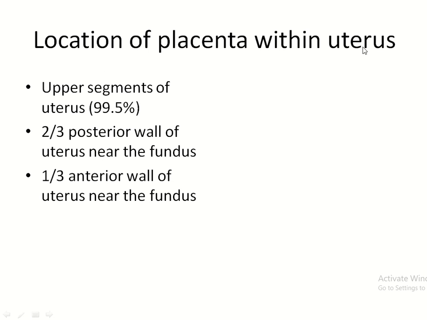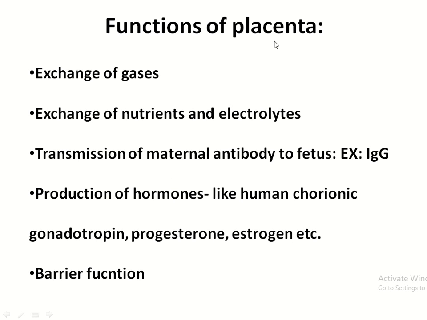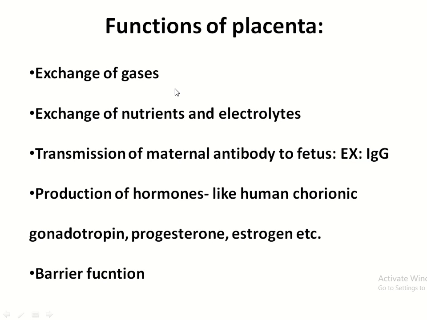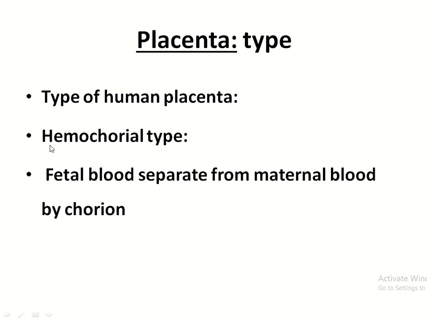The location of the placenta within the uterus: the upper segment of the uterus, 99.5%, and it may occur in the posterior wall or anterior wall, away from the internal os but near the fundus. The functions of the placenta: there are a lot of functions. The exchange of gases, exchange of nutrients and electrolytes, transmission of maternal antibody to the fetus, production of hormones, and barrier function. Placental type: the human placenta is of the hemochorial type.